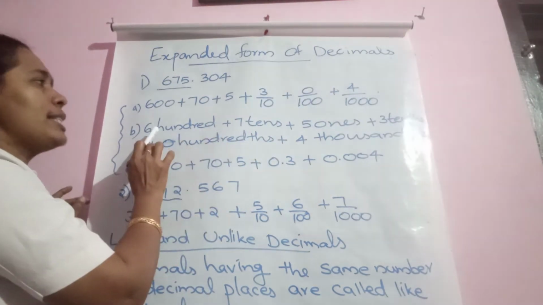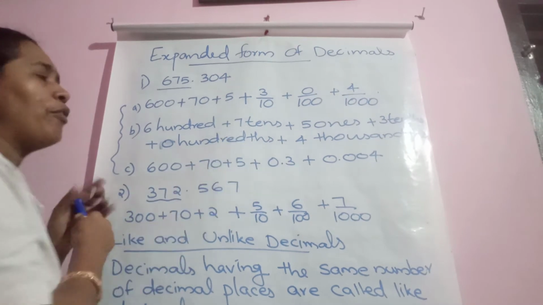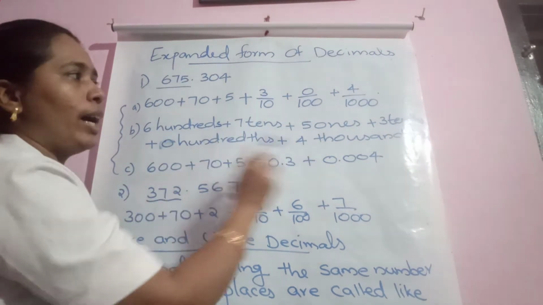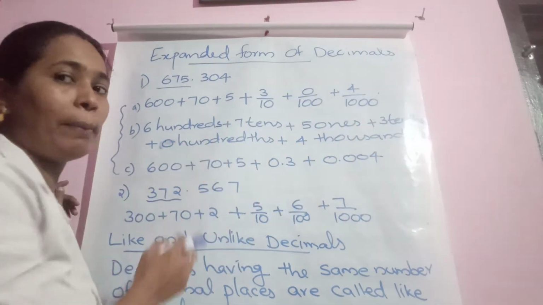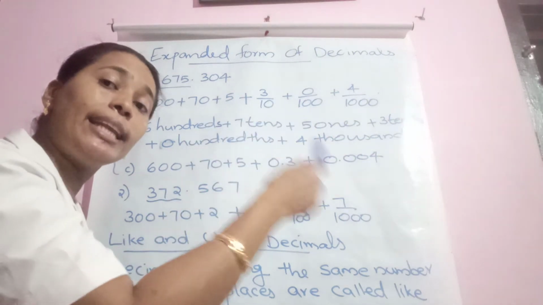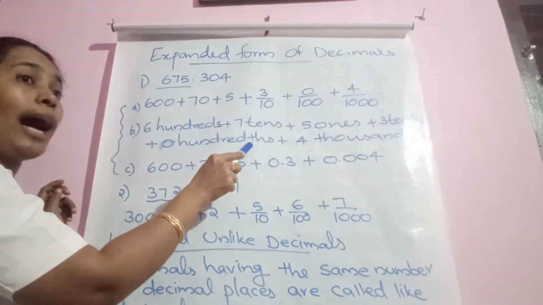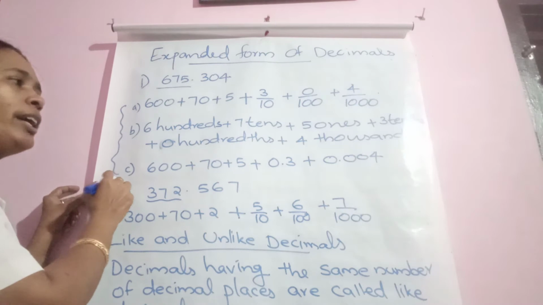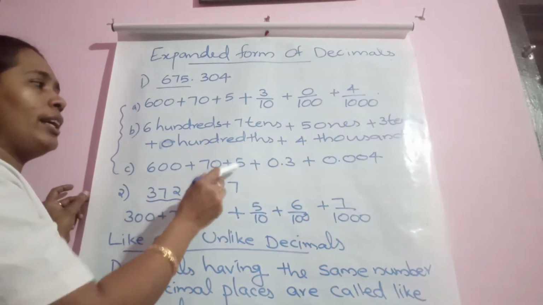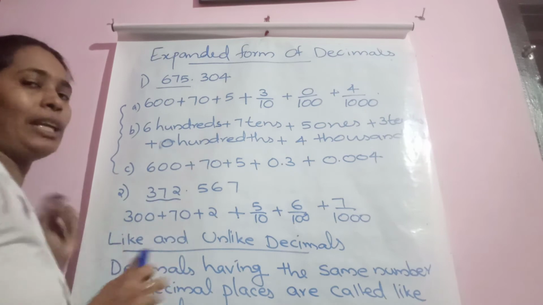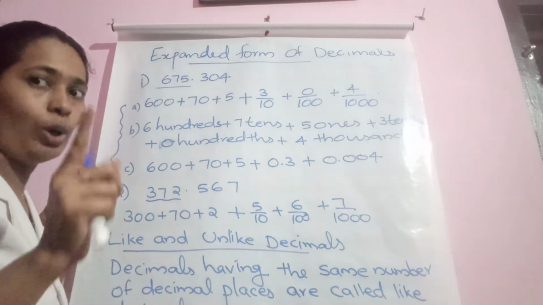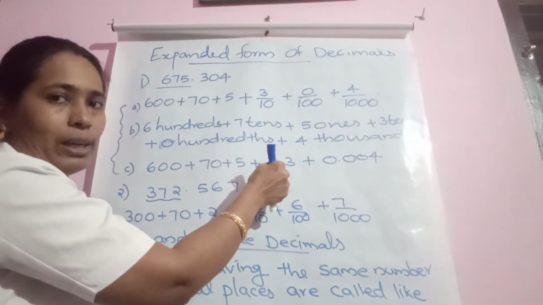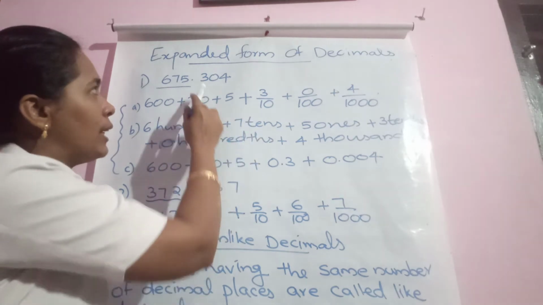Another one in words. 6 hundreds, 7 tens, 5 ones plus 3 tenths, the word for 1 by 10 is tenths, T-E-N-T-H-S. Then 0 hundredths. Then 4 thousandths. Then another way, numerically, how to write? 675, no change. But 3 by 10 means how many zeros are there? 1 zero. So we need 1 place of decimal. So after the point put 3. Then second digit not needed because it is 0, we can leave it.